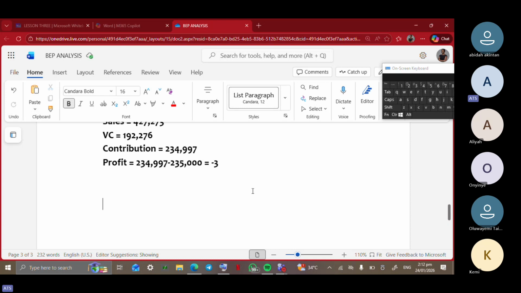Now, that's the A part. So B, what do you understand by the terms profit volume ratio and margin of safety? Illustrate using last year's results. Basically, I think we should use this question to illustrate our understanding of margin of safety and profit volume ratio.